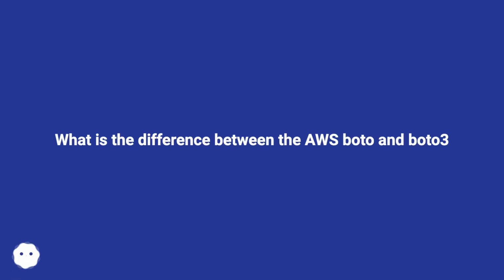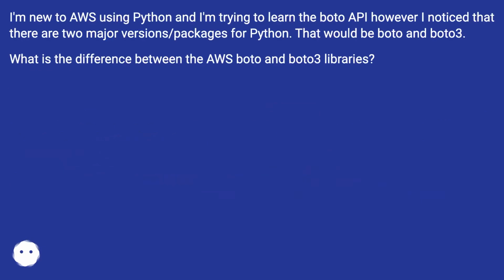What is the difference between the AWS Boto and Boto3? I'm new to AWS using Python and I'm trying to learn the Boto API. However, I noticed that there are two major versions/packages for Python. That would be Boto and Boto3. What is the difference between the AWS Boto and Boto3 libraries?